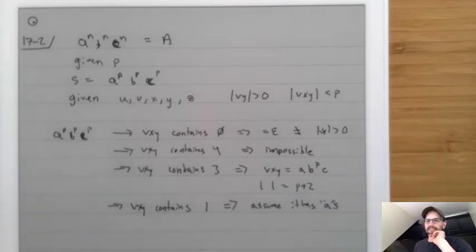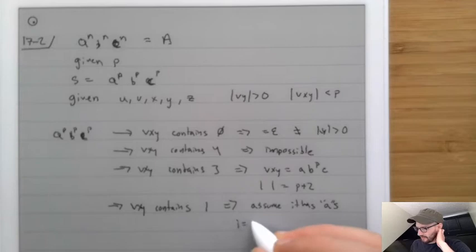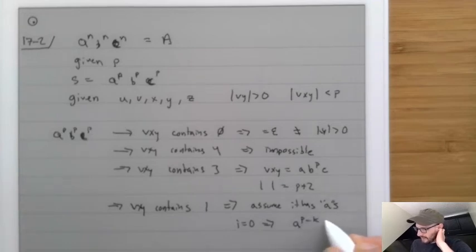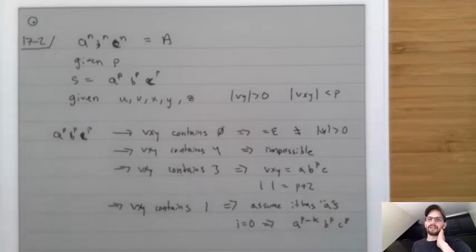If it has A's, then that means it has some number of A's. And if it has some number of A's, then let's just set I equal to 0. And if I equals 0, then that means it's going to have A^(P-K), however many were in it, and then B^P, C^P, and that is not part of the language because it's missing some A's. Now obviously if it only contains B's, we'd subtract some of those. If it only contains C's, we'd subtract some of those.